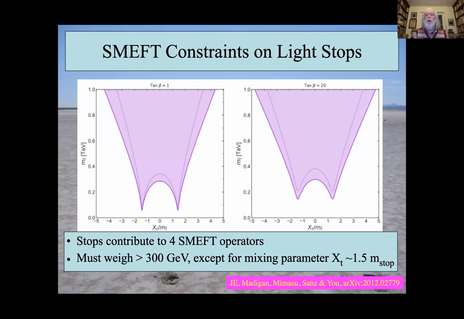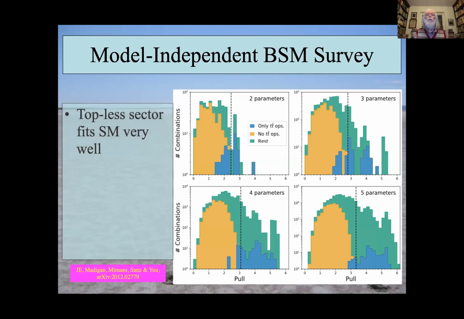And here you see that our analysis tells you that stops have to weigh more than about 300 GeV, except in one very special case for the stop 1, stop 2 mixing parameter. We tried something else.